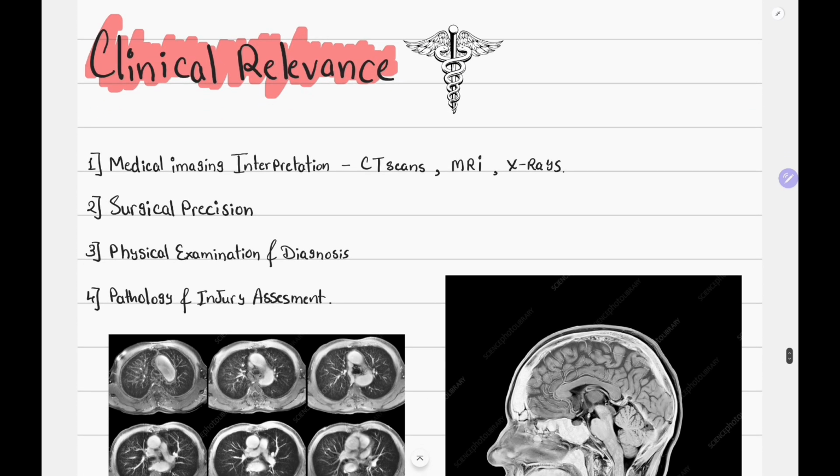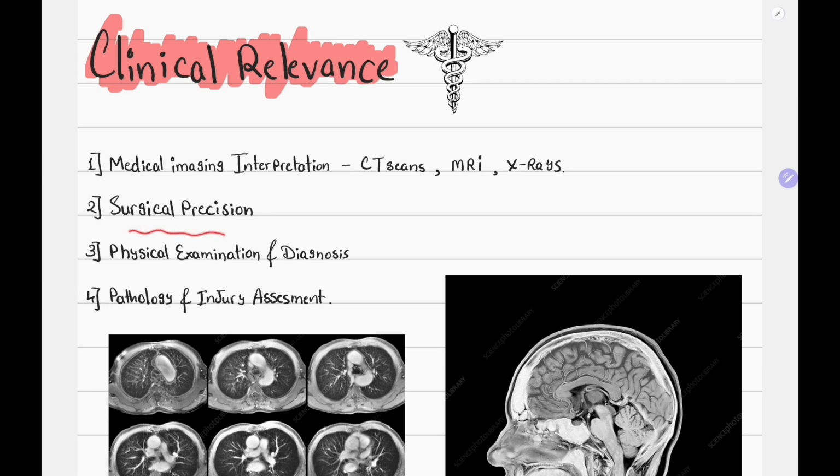Now coming to the clinical relevance of the topic. As in every video, I clinically correlate the topic, and this topic is already a clinical topic, but still, from a summary point of view, here is the clinical relevance. First, medical imaging interpretation. Knowledge of the anatomical planes I have covered, sagittal, coronal and transverse, helps in accurately interpreting CT scans, MRIs and X-rays.